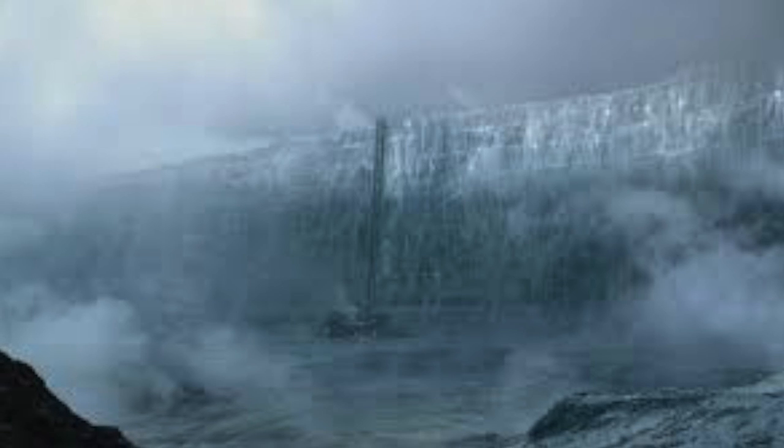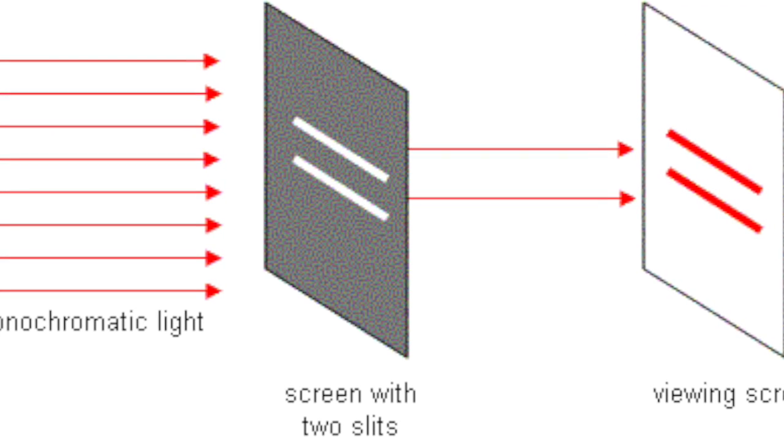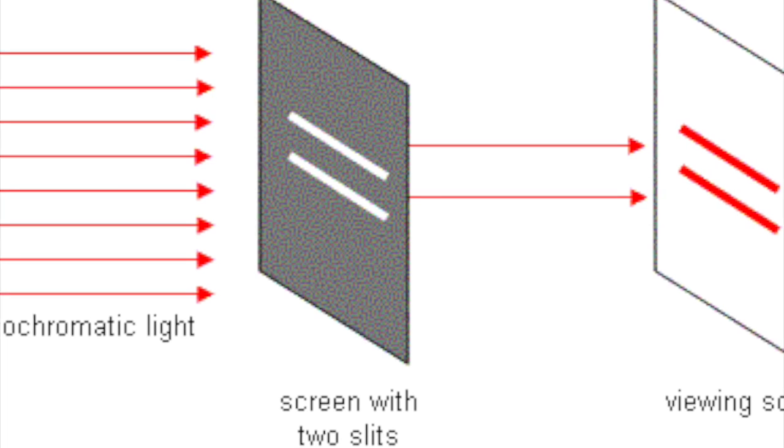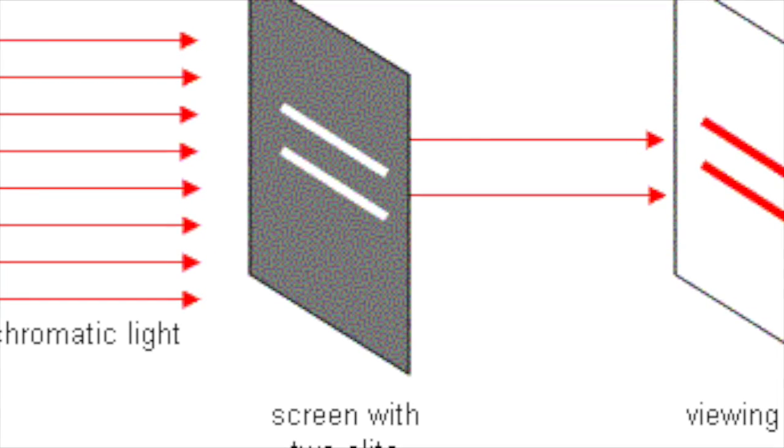Let's start by imagining this from the point of view that light is a particle. We would expect that the light would travel directly through the slits, and we would see two bright patches on the screen in line with the slits where light is concentrated.